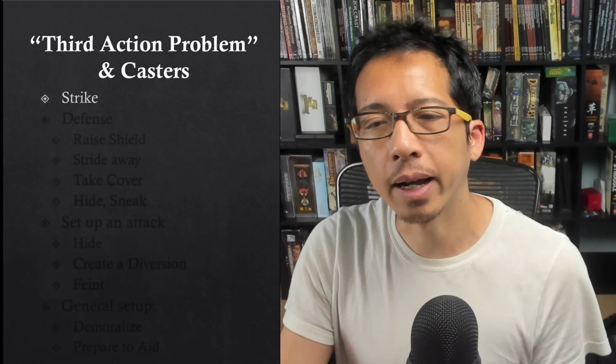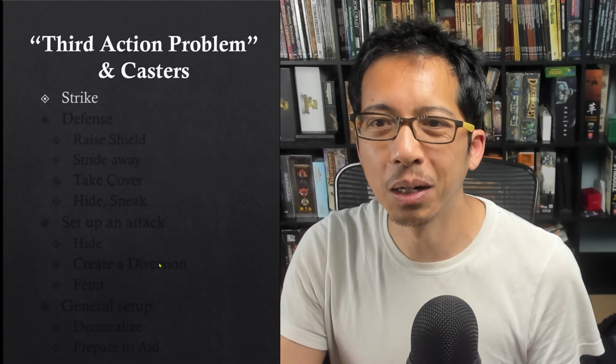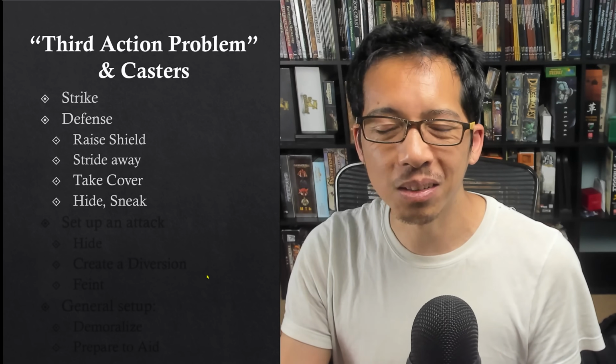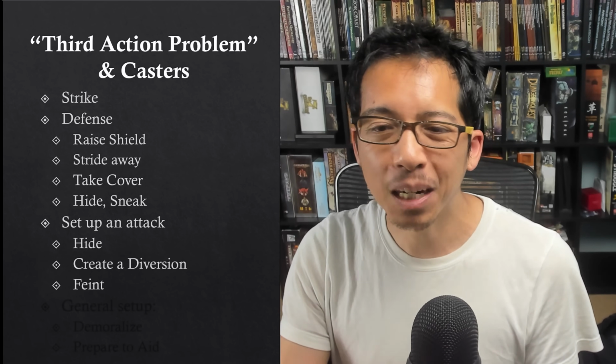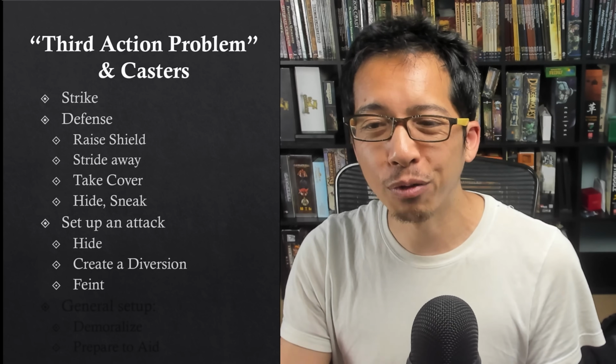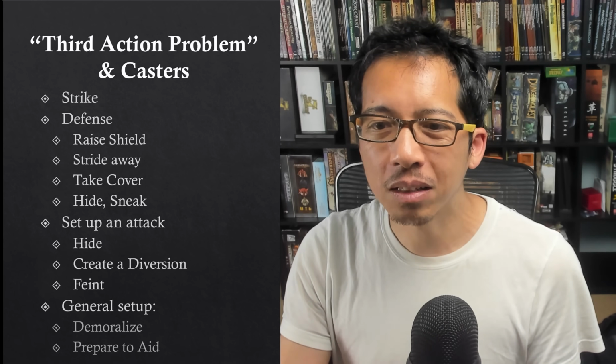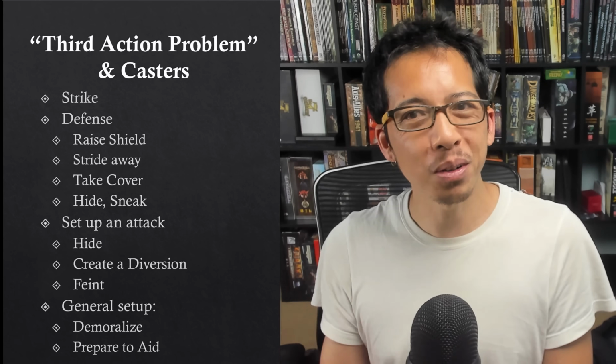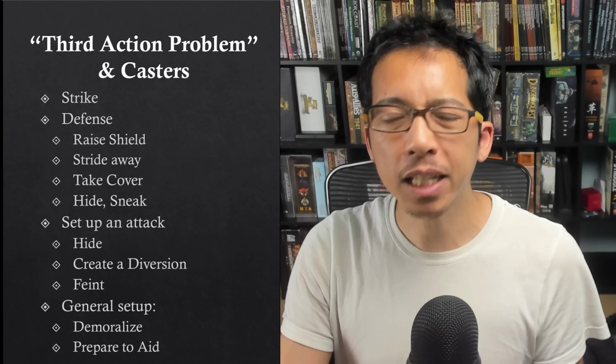Other third actions for casters are, well, I'm just going to repeat the lists that I showed earlier. These are defensive actions: raising your shield, walking away, taking cover, hiding, sneaking. You can set up an attack with hiding, creating a diversion, feinting, and you can do general setup with Demoralize or Prepare to Aid. All of these actions I went over earlier apply to casters too. So that's my quick overview of everything, or nearly everything you can do using the basic rules in the core rulebook in the 3-action economy.